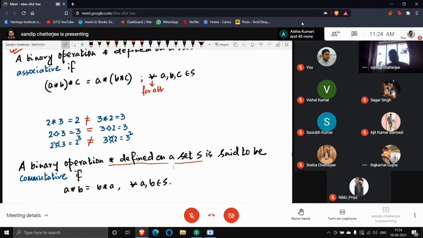Apart from this, subtraction, if I consider on the set of real numbers, it is non-commutative. Very good. And what about associativity? My operation is usual subtraction on the set of real numbers. Non-associative. Very good. Division on the set of... Can I define division as a binary operation on the set of real numbers?